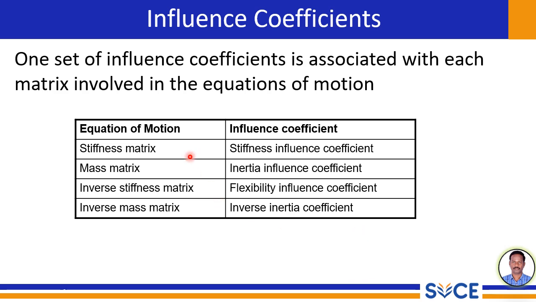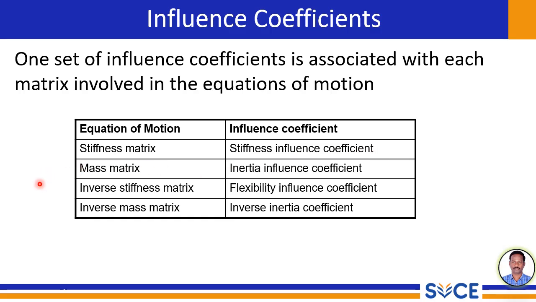First, we have the stiffness matrix. The influence coefficients associated with the stiffness matrix are called stiffness influence coefficients. This coefficient tells us how much force is required at a particular degree of freedom to cause a unit displacement at another degree of freedom or at the same degree of freedom.